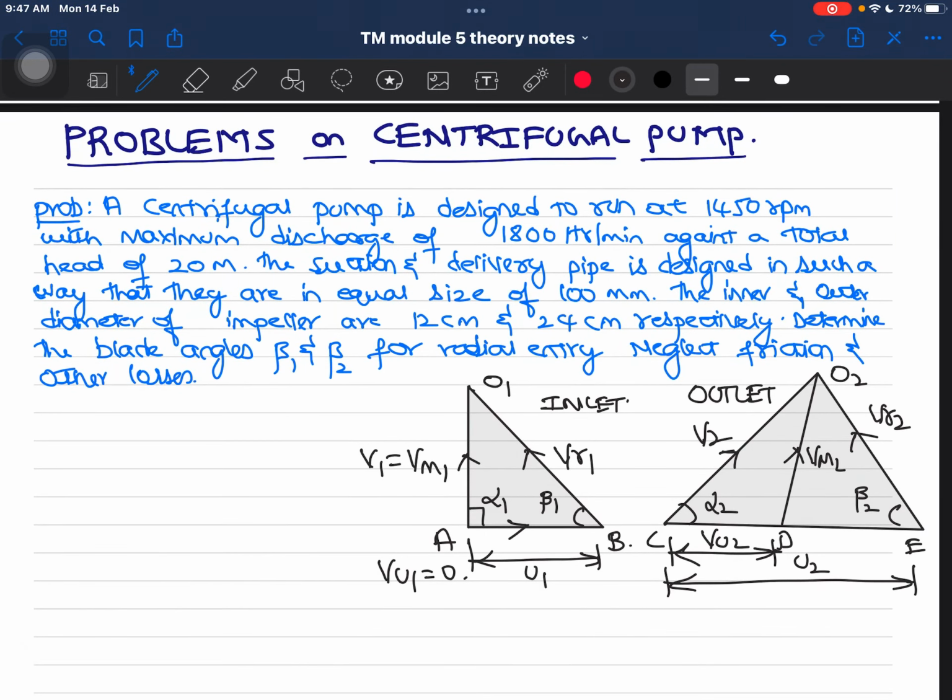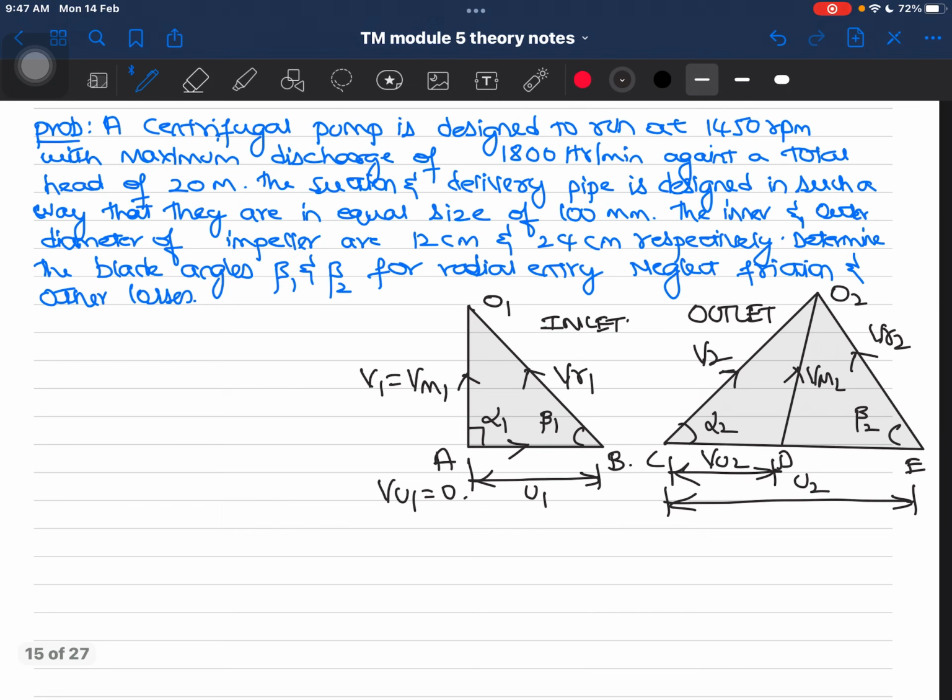Hello guys, in this video we'll discuss the problems on centrifugal pumps. We'll solve one by one. So we shall take up problem number 1 now. Problem number 1 says a centrifugal pump is designed to run at 1450 rpm.